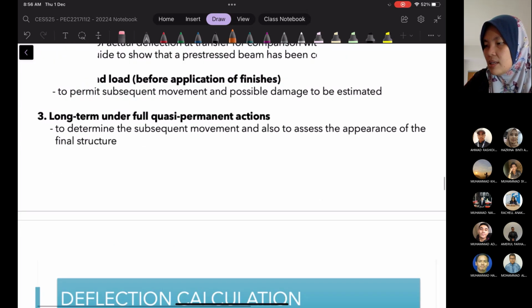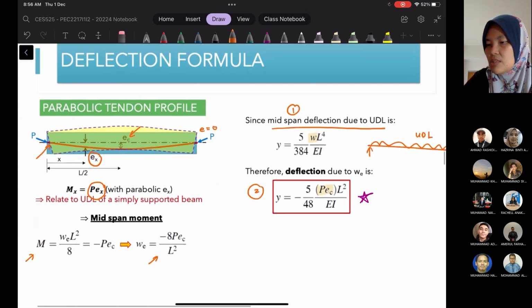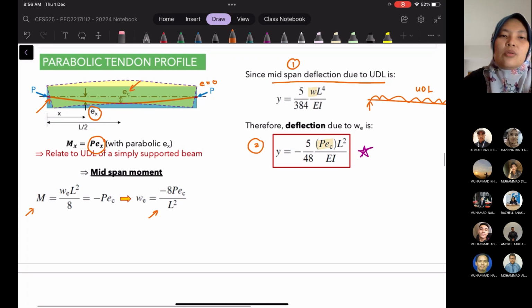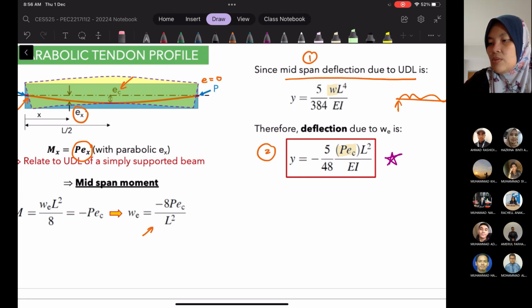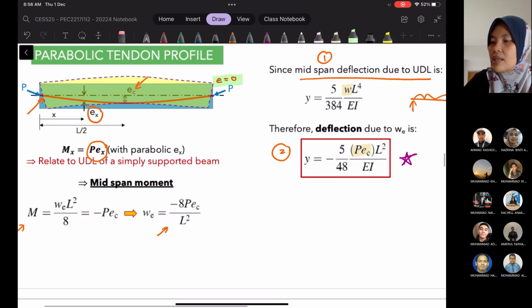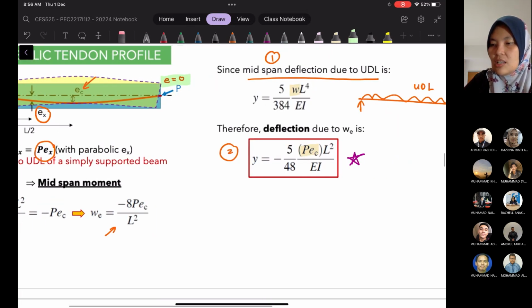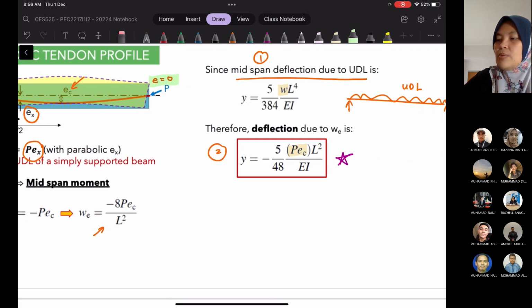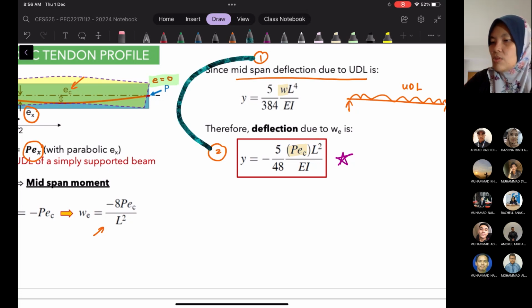If we go back to the equations that we have just now, we are referring to a parabolic tendon profile, where its e naught value is equal to 0 at the ends, the end span, at the ends of our beam. Then at the middle we have ec. Therefore, for a parabolic tendon profile, we are going to combine these two equations together, equation 1 and also equation 2.